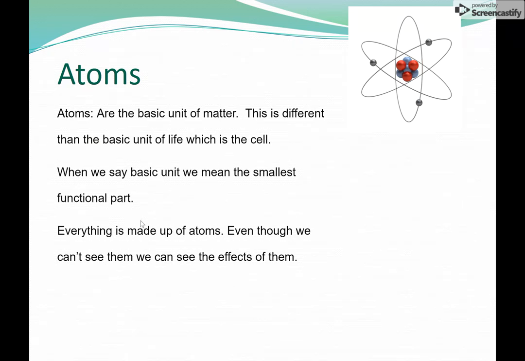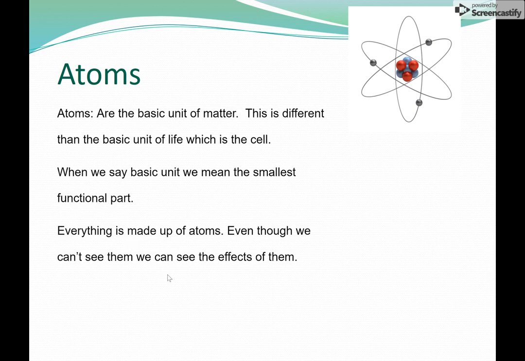So the first thing that we need to talk about is atoms. Atoms are the basic unit of matter, and when we are talking about something being the basic unit of something, we mean that it's the smallest functional part. So atoms are the smallest thing that function as matter. You can have things smaller than an atom, and we're going to talk about those, but they don't function like matter. This is the same kind of situation when we talk about the basic unit of life being the cell. You can have things smaller than a cell. Atoms, for example, are smaller than a cell, but they don't function as a living thing.